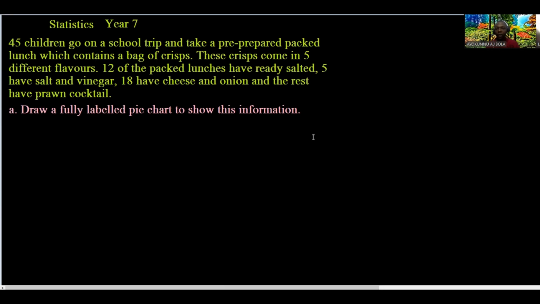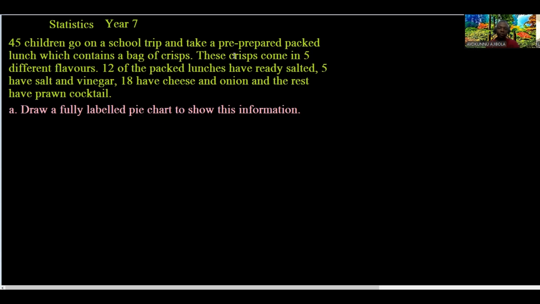The question we have to solve for today is on statistics, like I said. 45 children go on a school trip and take a pre-prepared packed lunch which contains a bag of crisps. The crisps come in five different flavors. 12 of the packed lunches have ready salted, 5 have salt and vinegar, 18 have cheese and onion. The rest have a brown cocktail.